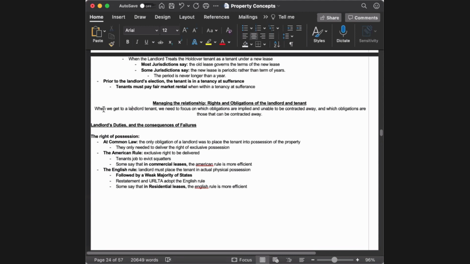So, managing the relationship. When we get a landlord-tenant, we need to focus on the obligations. We need to focus on which obligations are implied and unable to be contracted away, and which obligations can be contracted away. What this means is that there are some obligations and rights that always stick or are implied in a contract, and there are others that we can get rid of in a contract when we form a lease. And so we need to be aware of those when we do form a lease.